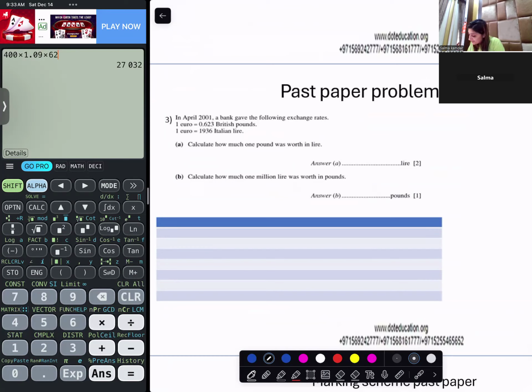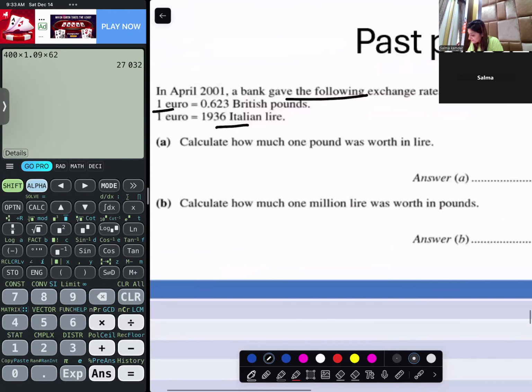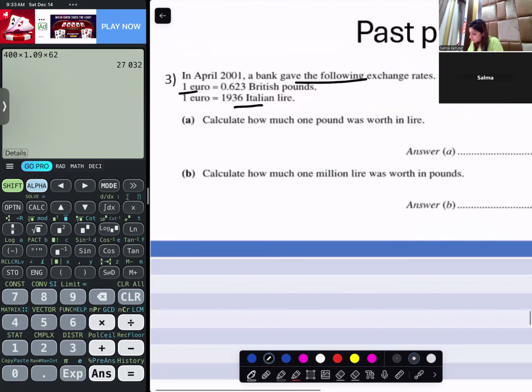A bank gave the exchange rates. 1 euro is 0.623 British pound. 1 euro is 1936 Italian lire. How much would 1 pound be worth in lire? Italian lire.